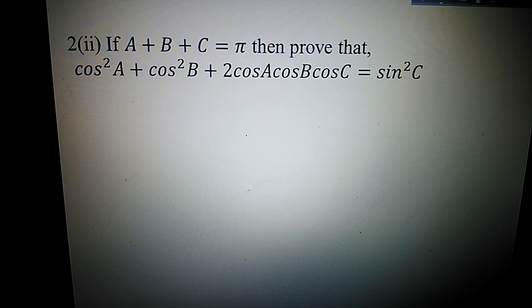That's why question 1 has been finished. Okay, now we are going to our next problem. If a plus b plus c equals pi, then prove that cos square a plus cos square b plus 2 cos a cos b cos c is equal to sine square c.